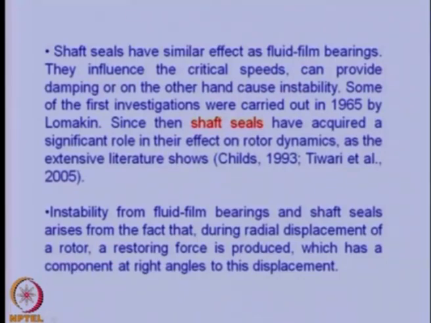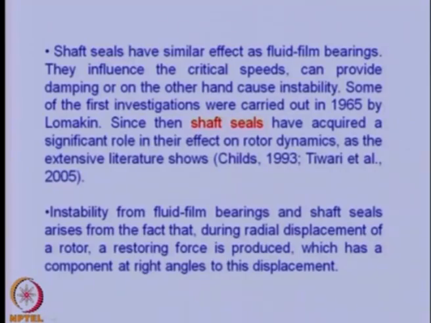Shaft seals have a similar effect as fluid film bearings. They influence the critical speeds, can provide damping, or on the other hand cause instability. Some of the first investigations were carried out in 1965 by Lomakin. Since then, shaft seals have acquired a significant role in their effect on rotor dynamics, as the extensive literature shows in Childs' book in 1993 and a review paper by Tiwari in 2005.